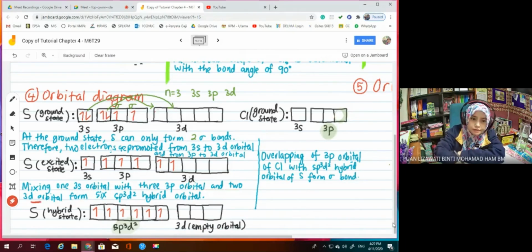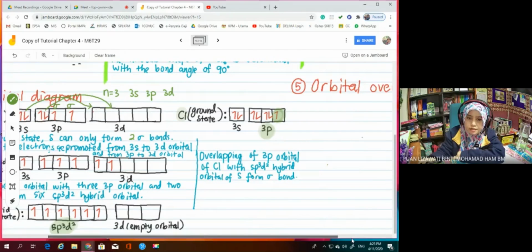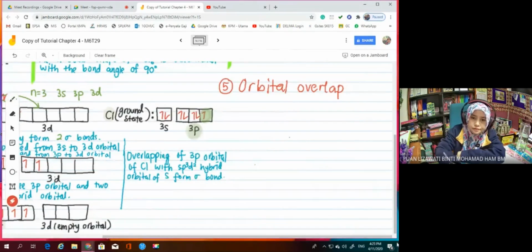You can write for the orbital diagram for the terminal chlorine. Chlorine has 7 valence electrons. We can see clearly here, the sigma bond is formed by overlapping of 3p orbital of Cl with sp3d2 hybrid orbital of S. So here is the example of the explanation.